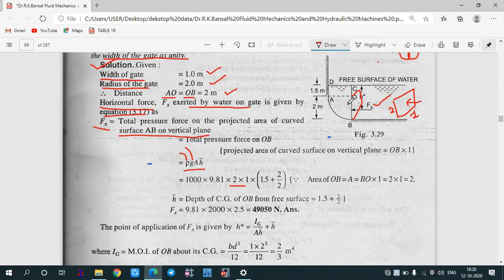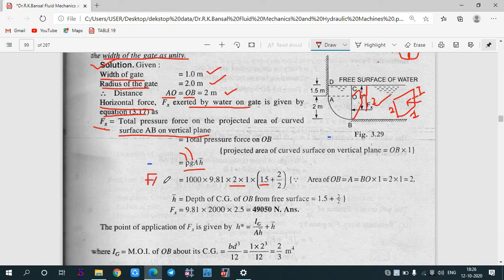So the center of this portion will be what? The total height is 2 meter. In case of a rectangle, the center will be at 1 meter. So this will be 1 plus this height, so 1 meter plus this height is nothing but 1.5. So 1.5 plus 2 by 2, that will be nothing but your 1. This will give you the value of h bar. So from this value, what can we calculate?